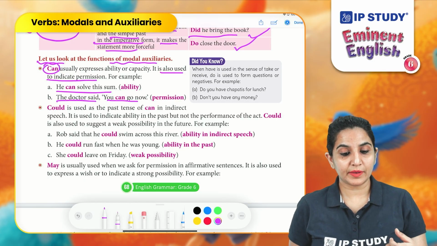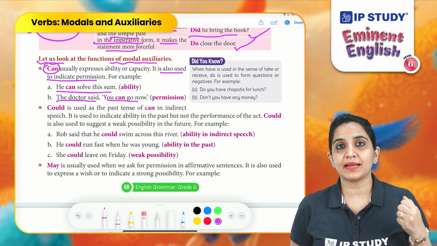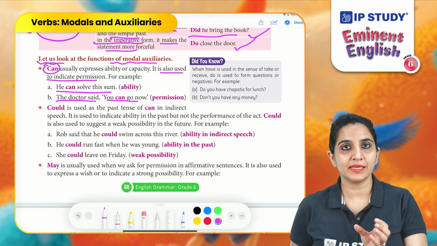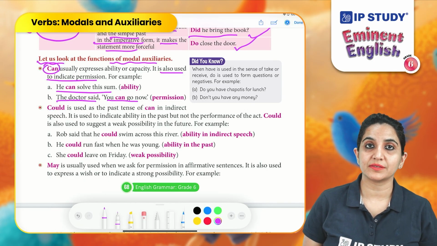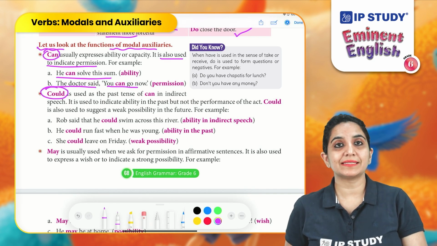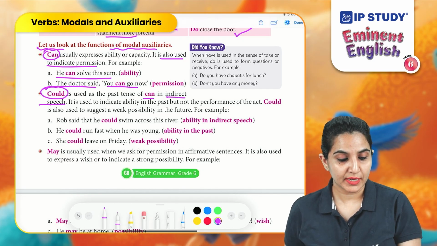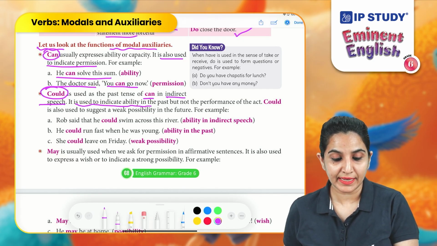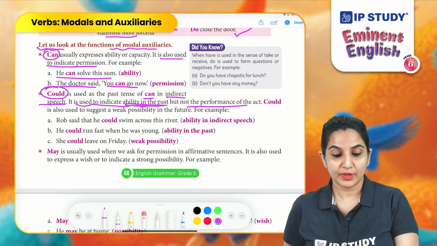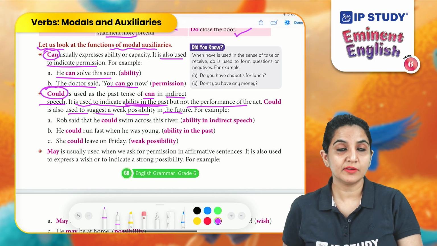And sometimes it also shows the capacity of the person. He can climb Mount Everest. So can expresses the ability or capacity, or sometimes it also expresses the permission. Could is used as the past tense of can in indirect speech. It is used to indicate the ability in the past, but not the performance of the act. Could is also used to suggest a weak possibility in the future.